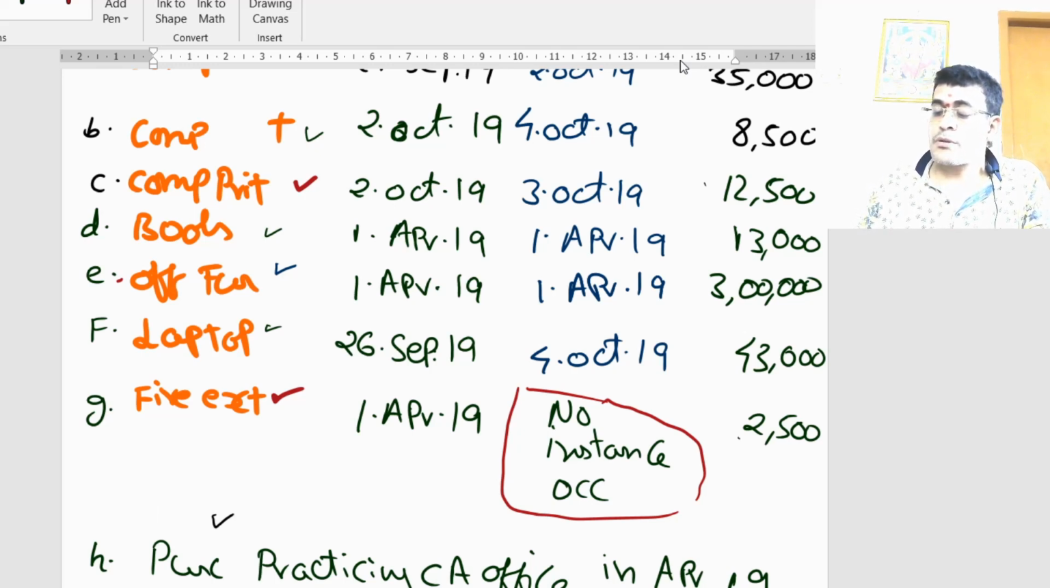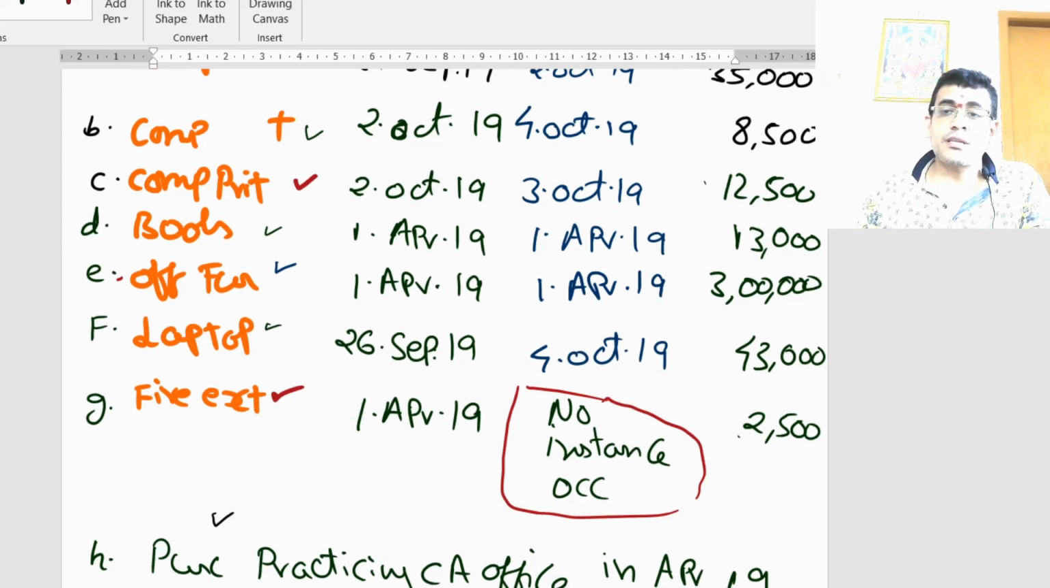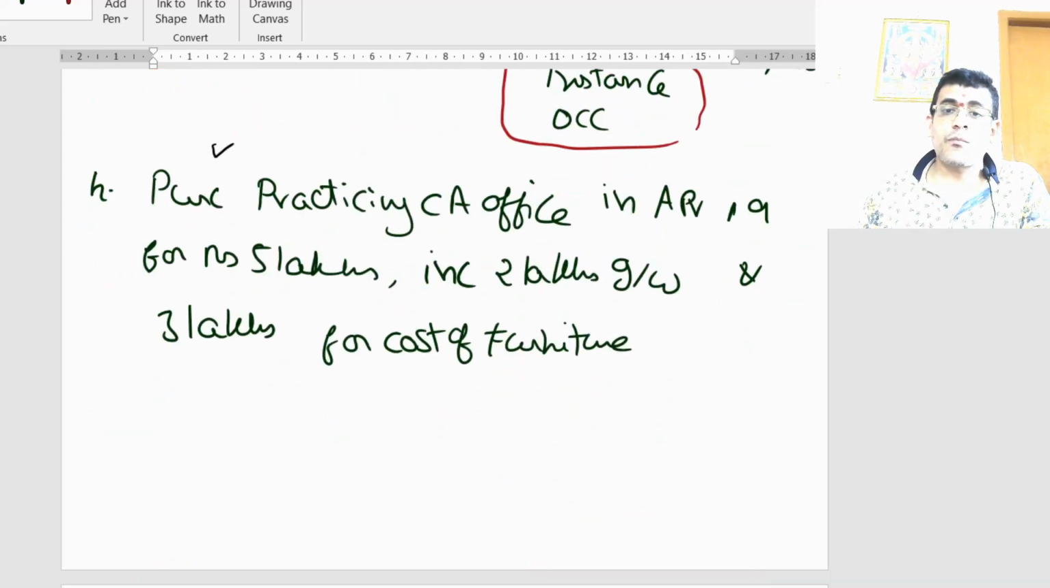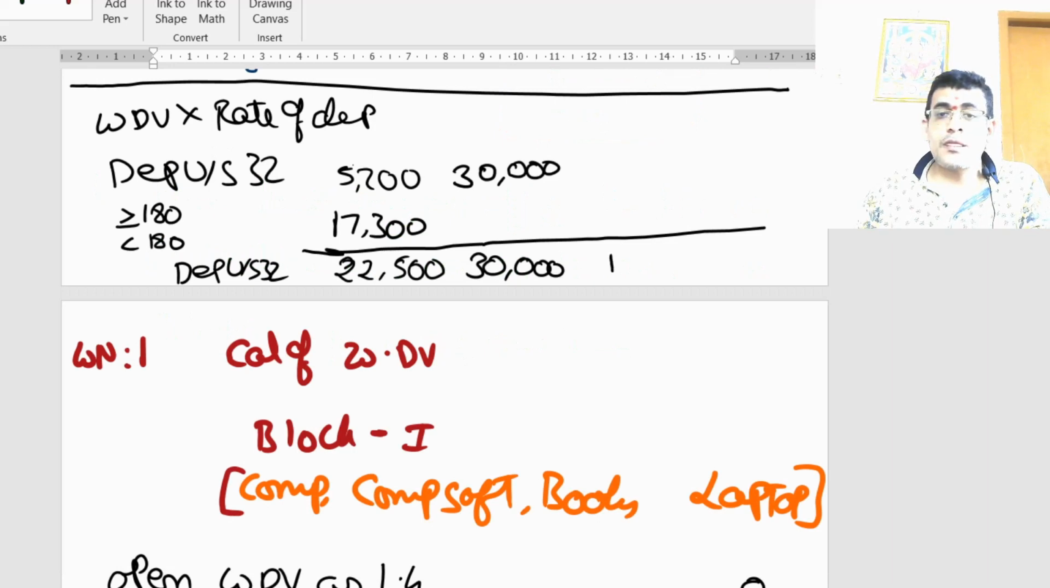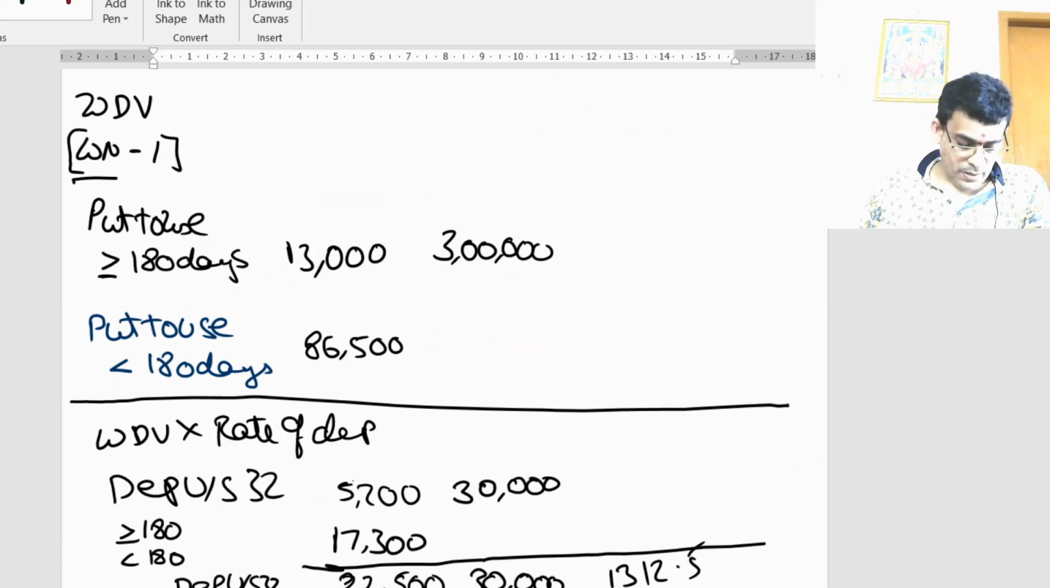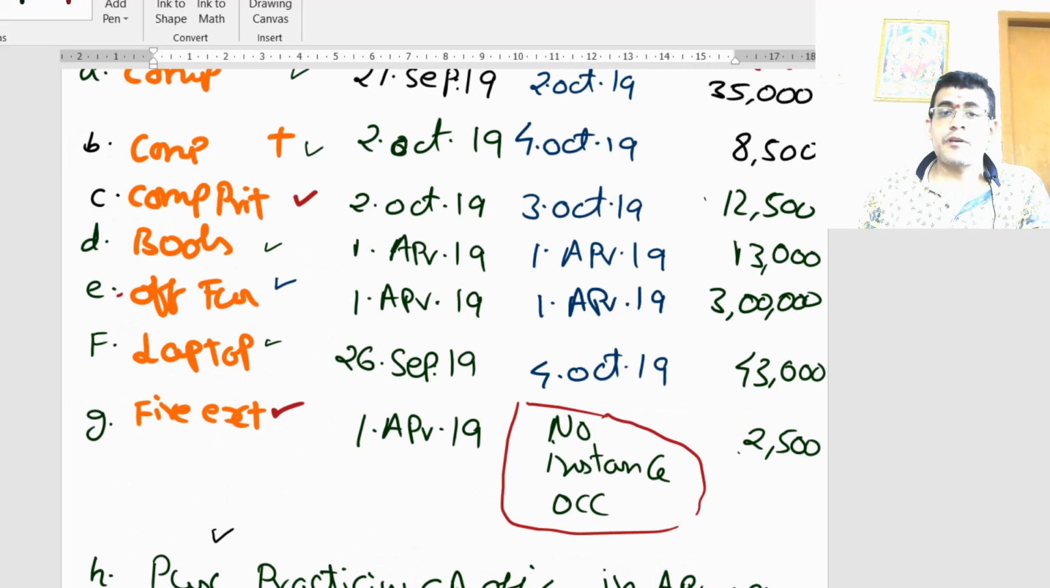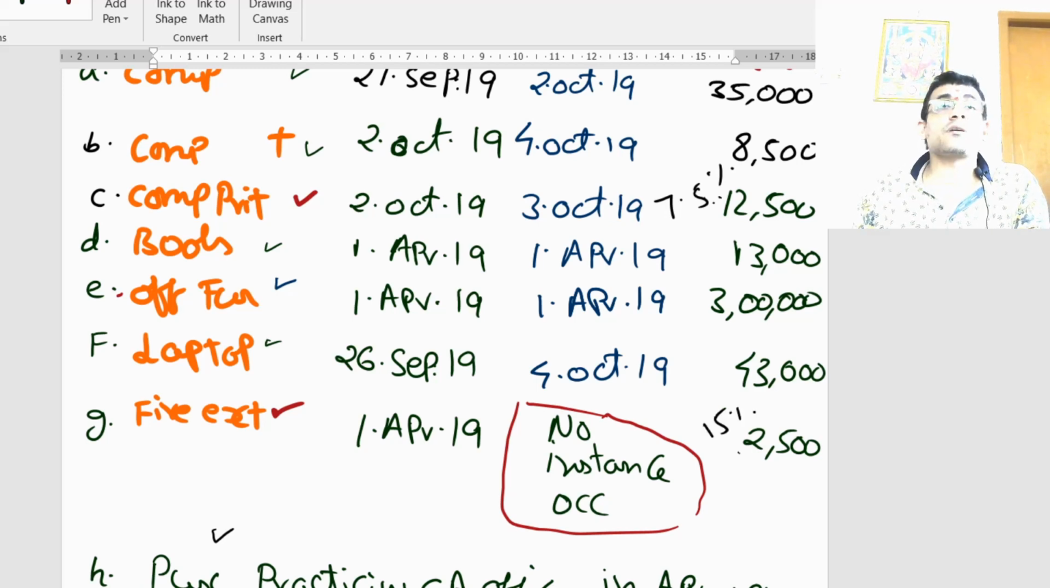So the total depreciation put together is 1,312.5. Again, one asset of 12,500 rupees worth was put to use for a period of less than 180 days, so on this you take 7.5% depreciation. On this, the asset is put to use for more than 180 days, so on this you take 15% as the rate of depreciation. That's your next block.